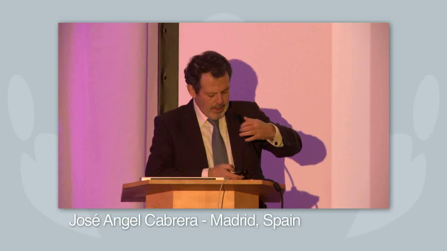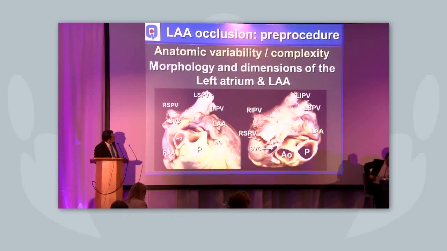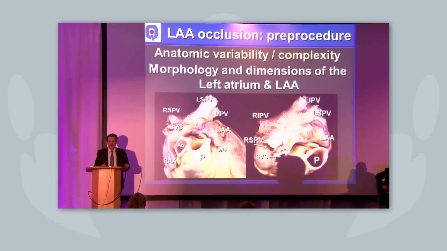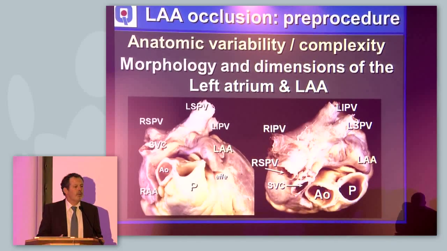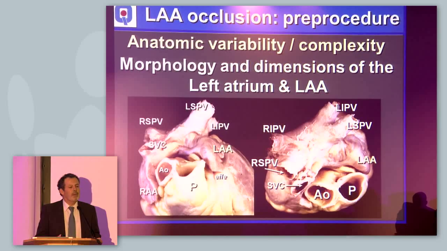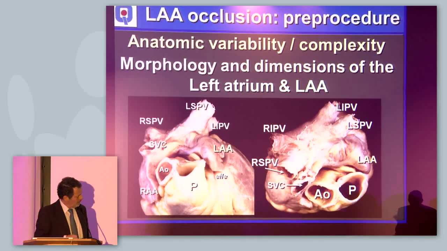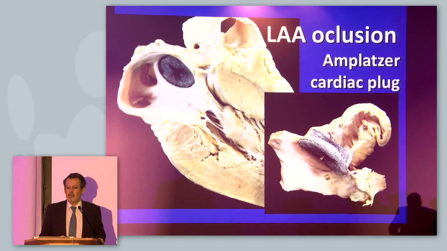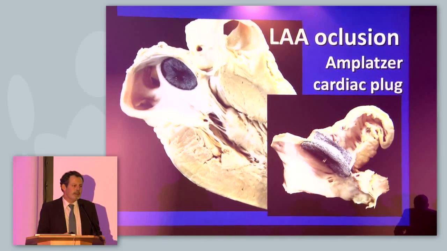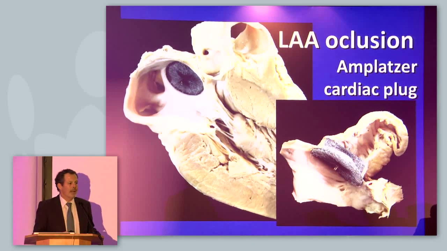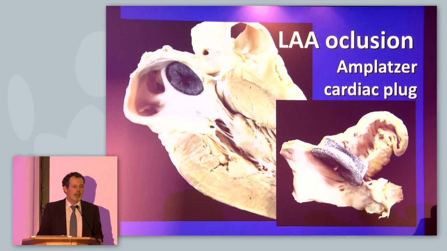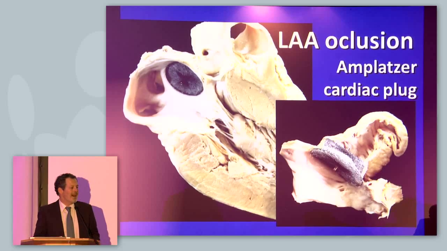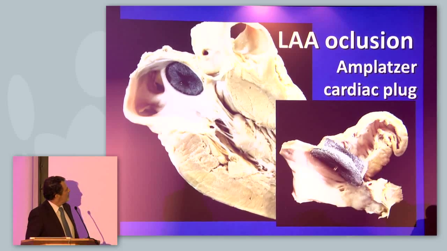Given the marked variability in the anatomy and morphology of the left atrium and the left atrial appendage, we need to increase our knowledge when we are planning our procedure for left atrial appendage occlusions. We need to identify the epicardial and endocardial gross morphological features of the left atrium and the left atrial appendage, and even to know the more important landmarks when we are approaching the left atrial appendage.